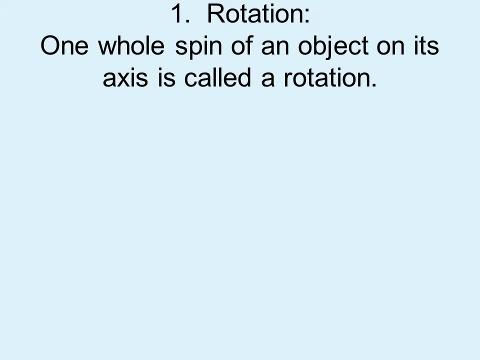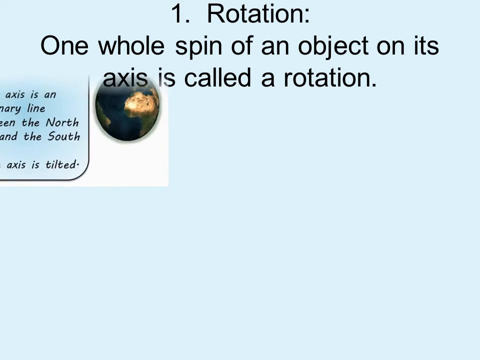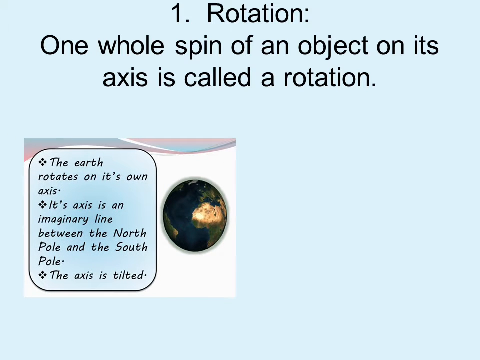What do you mean by rotation? One whole spin of an object on its axis is called rotation. So, Earth rotates on its own axis. What do you mean by axis? It is an imaginary line between the North Pole and the South Pole. And not only that, this axis is tilted, just like a slope.